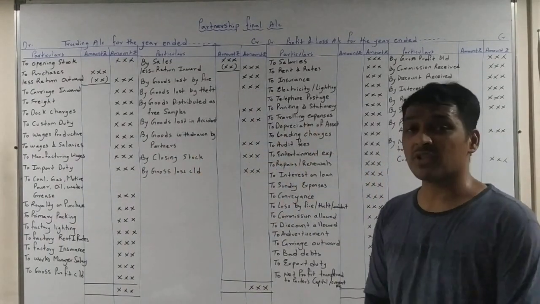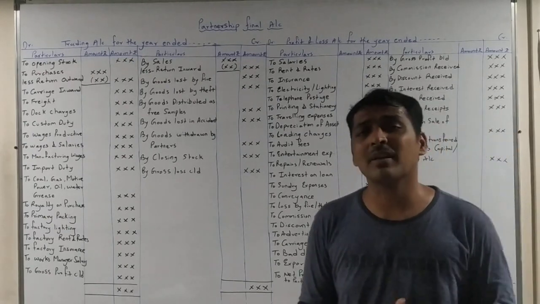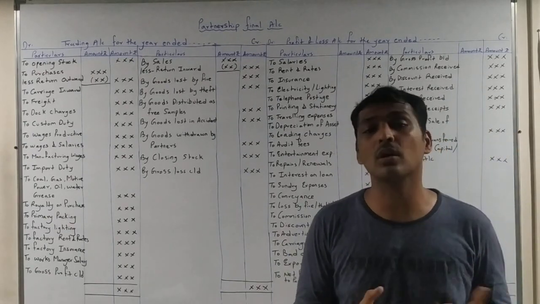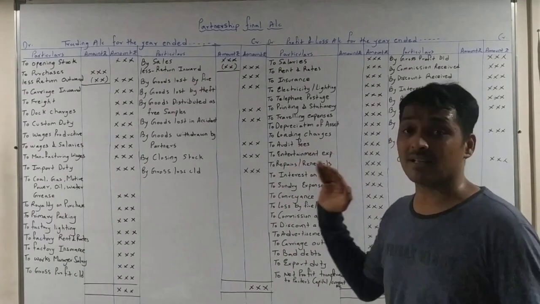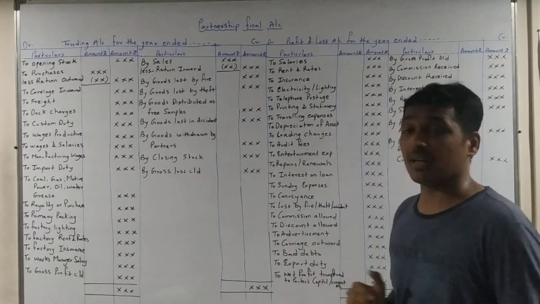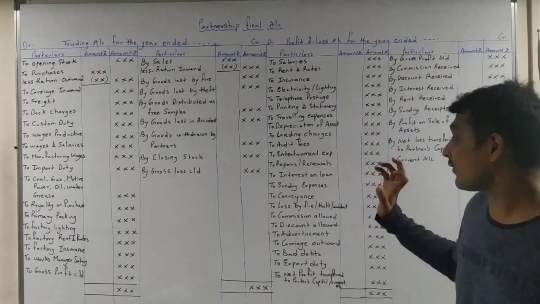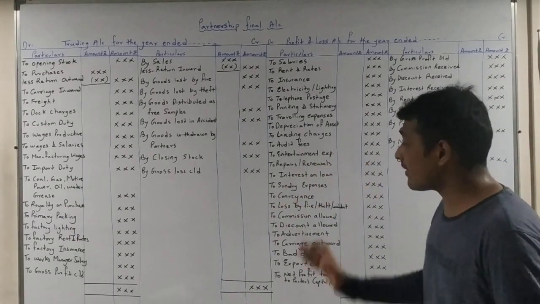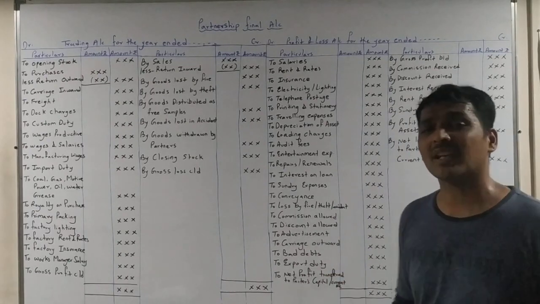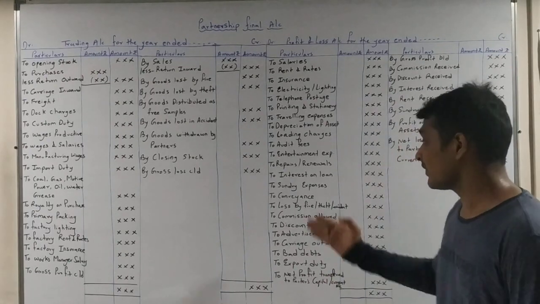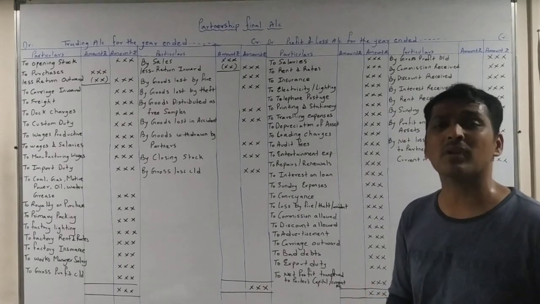Then loading charges, the goods which are being transferred to other persons, which are sold, all charges related to that selling are recorded under the debit side. Entertainment expenses related to office, repairs and renewals, interest on loan, sundry expenses, or we can say miscellaneous expenses. Then conveyance is related to traveling.